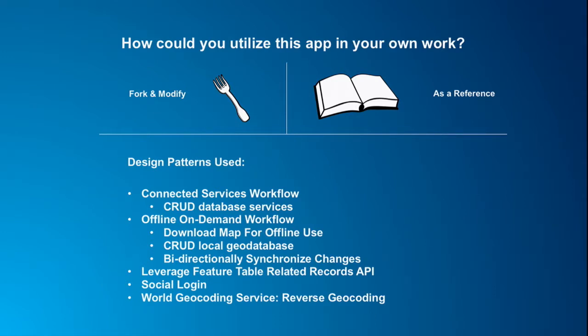You might also want to leverage feature table related records API, right? A very powerful API that allows you to easily grab related records from one table to another. What you didn't see in our demo was we leverage also in this application a social login feature, right? Taking a portal item that requires authentication and allowing someone to log in using either ArcGIS Online, ArcGIS Enterprise, Facebook, or Google. And finally, we use the World Geocoding Service, specifically reverse geocoding. If you'd like to see how that design pattern is implemented, you're welcome to check out our example app.